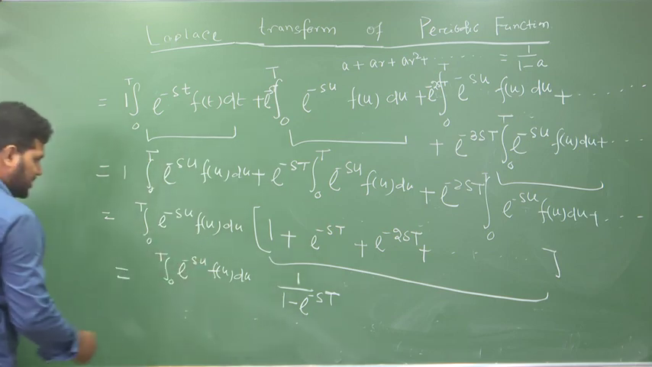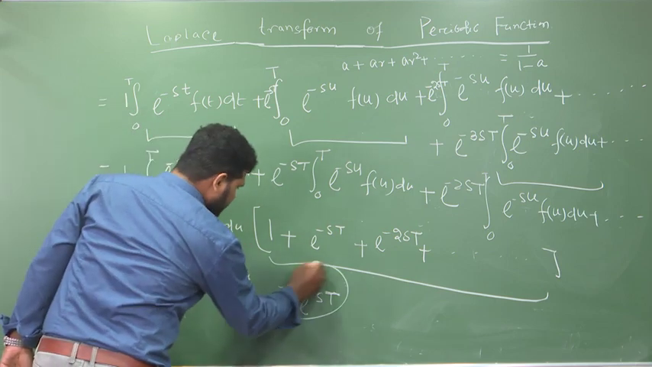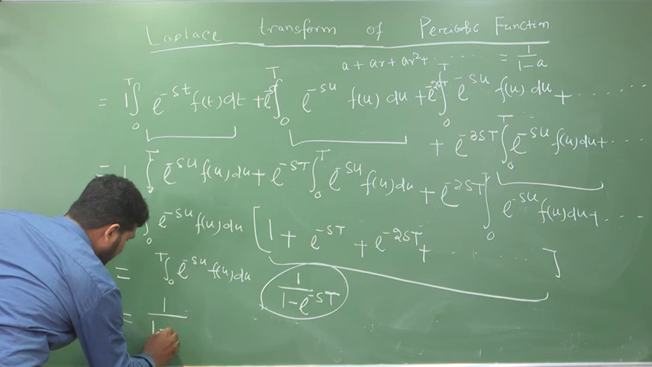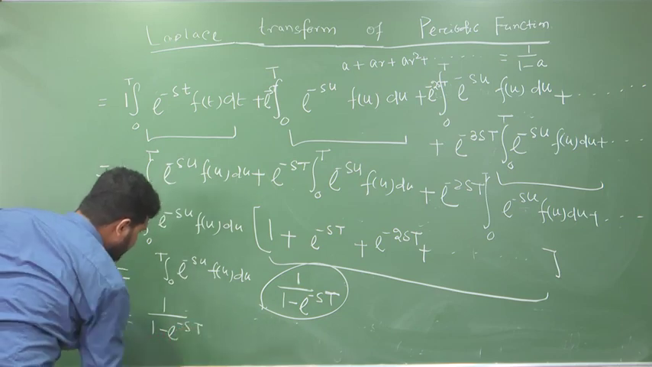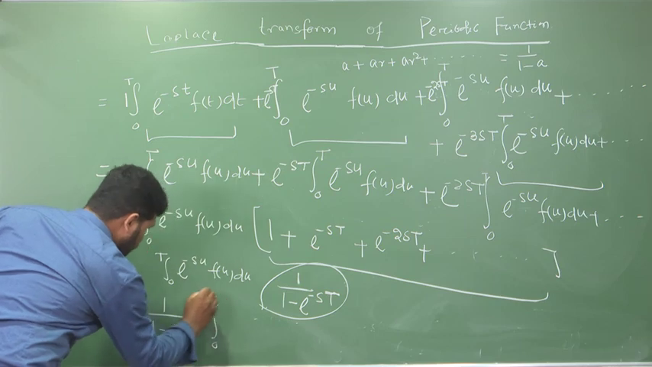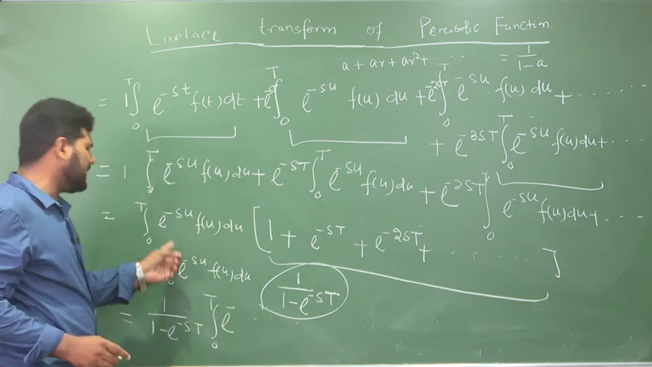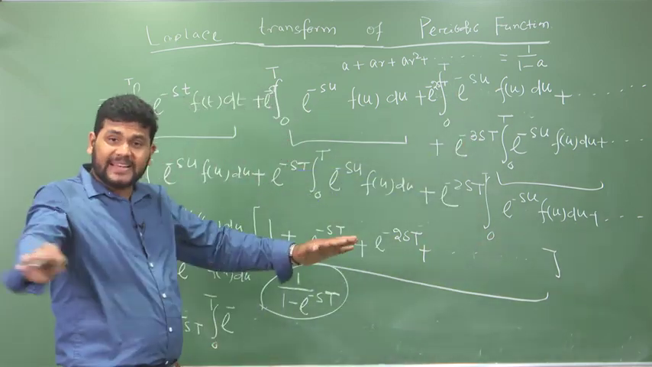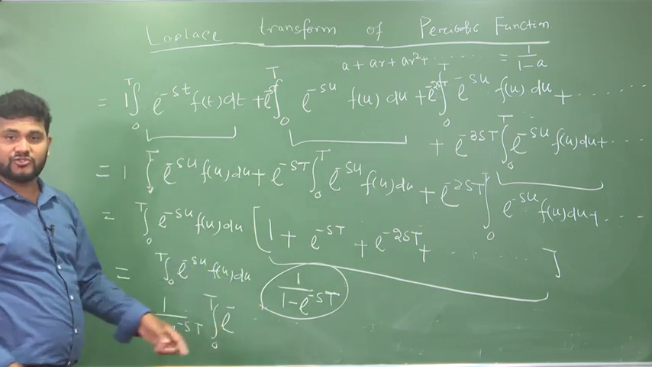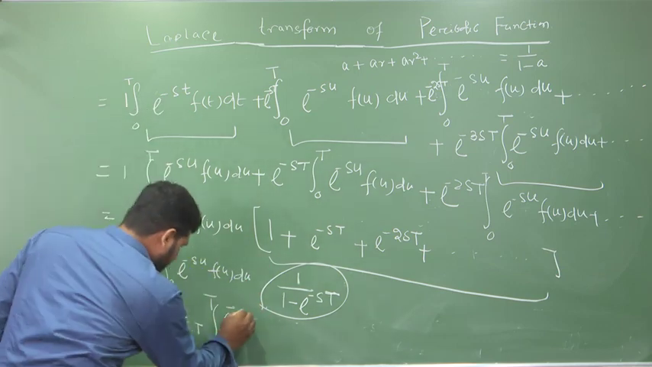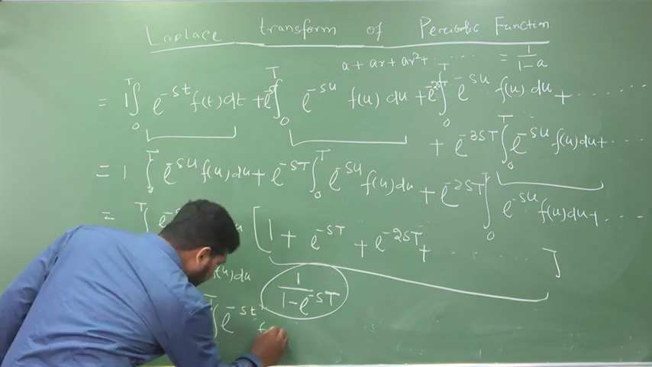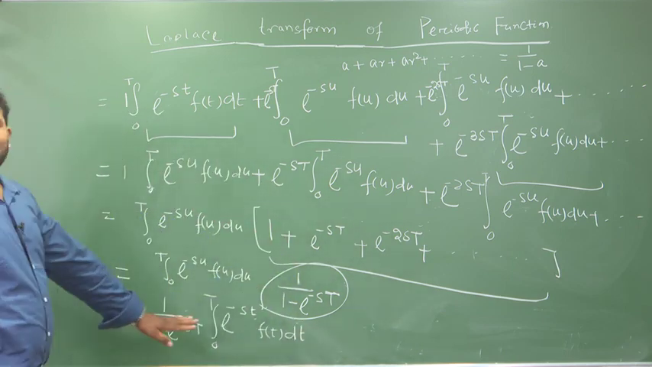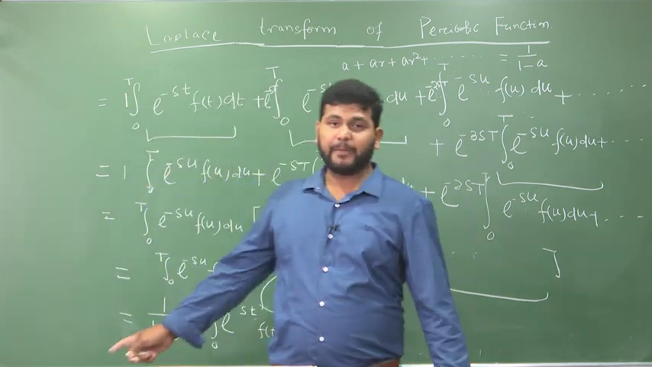Well, so just write it. This is independent of small u. So I can write 1 by 1 minus e power minus st, integration 0 to T e power minus su f of u du. Now I will change it to small t, because everything we were writing in small t. So what we have finalized, I can change the dummy indices to my desired form. So that is e power minus st f of t dt. Okay, so this is my final result for a periodic function.